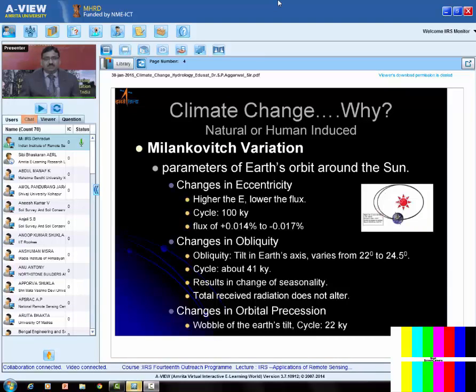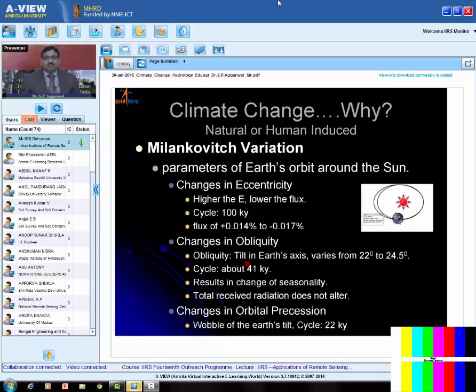Climate change, why? There are two reasons for it. One is natural, and the other is human induced. First let us discuss the natural reasons. There is a concept of Milankovitch cycles. It says that Earth changes its eccentricity. It means that Earth is a little eccentric, so it may change, and the total cycle is around 100,000 years, and flux change is 0.014% to minus 0.017%.